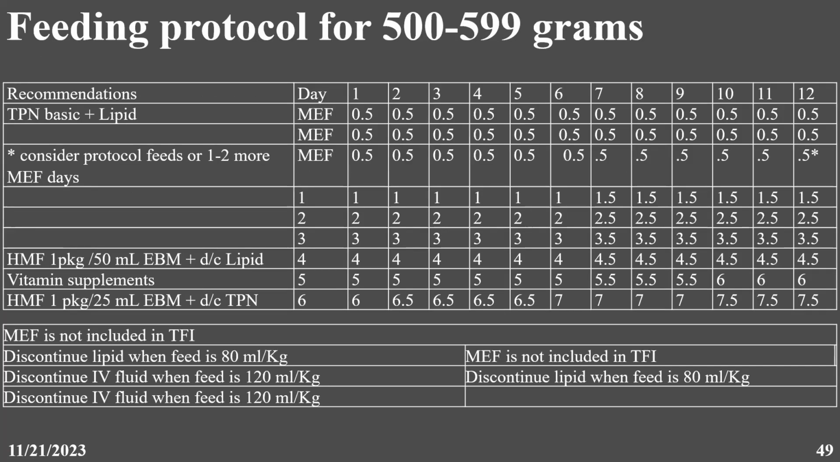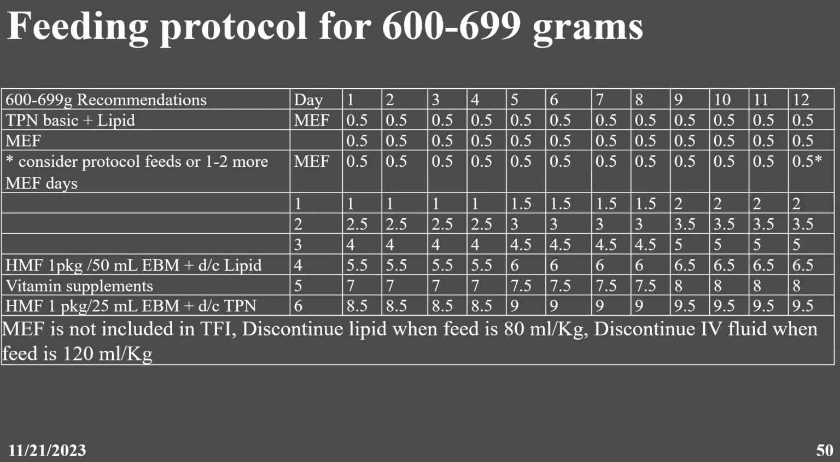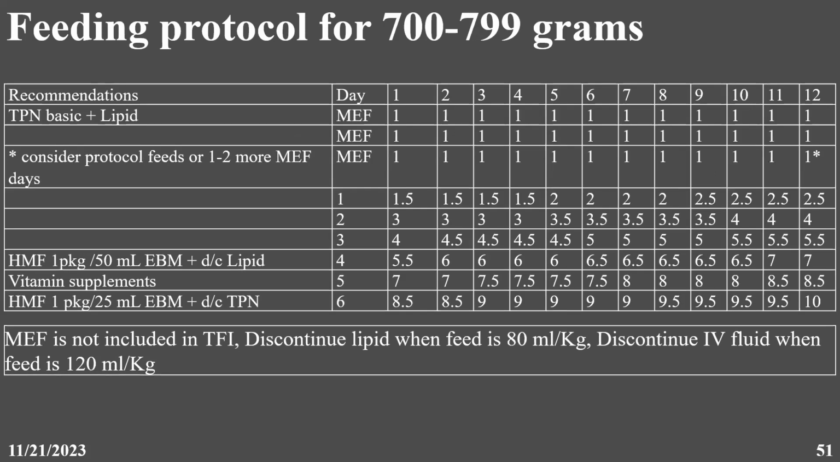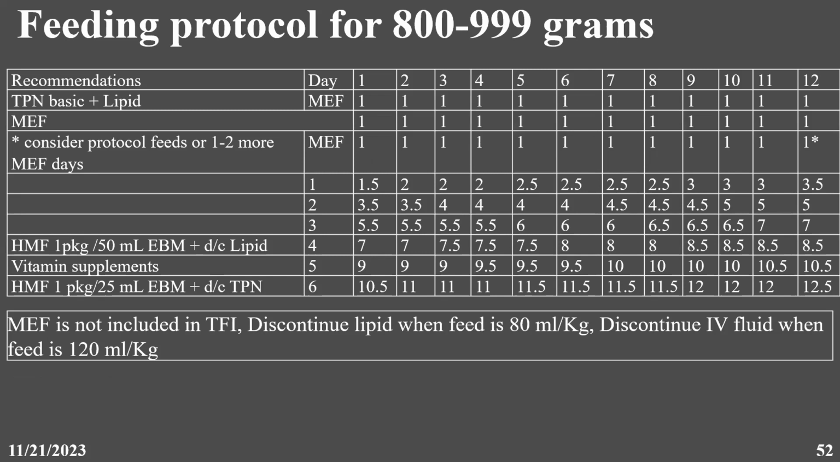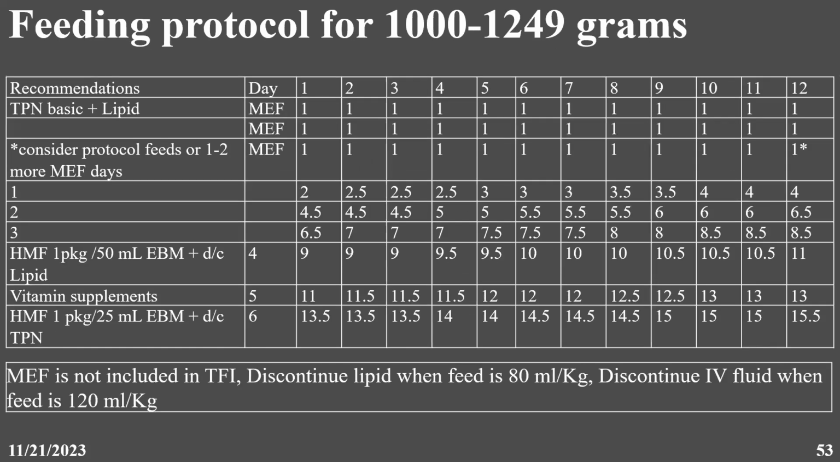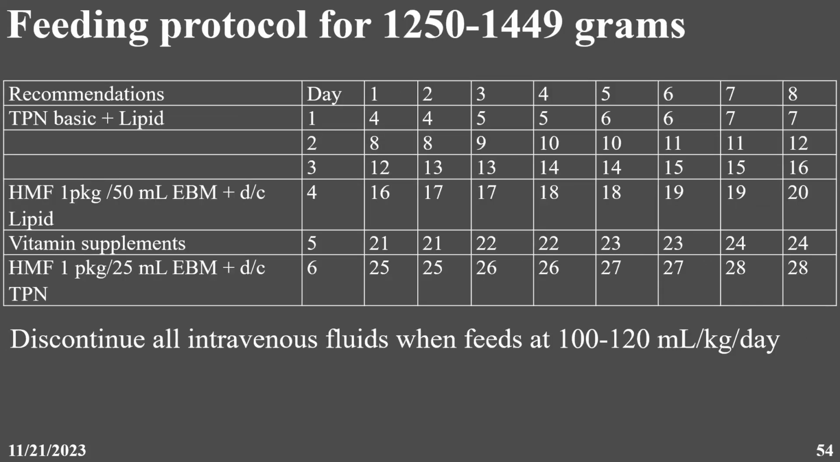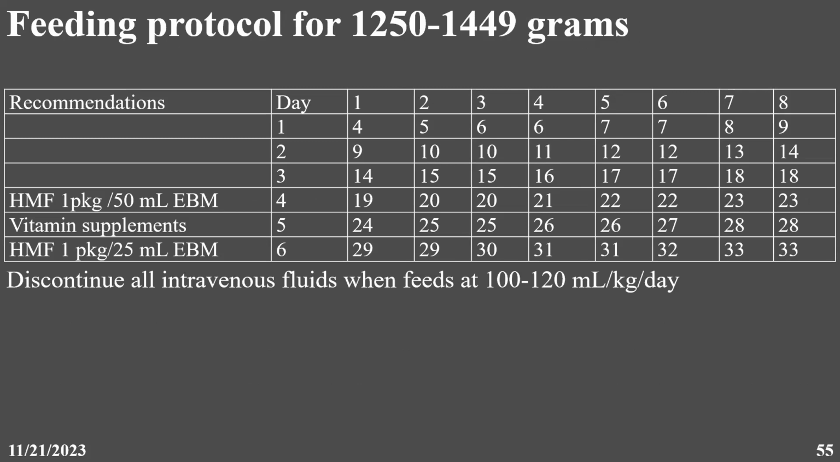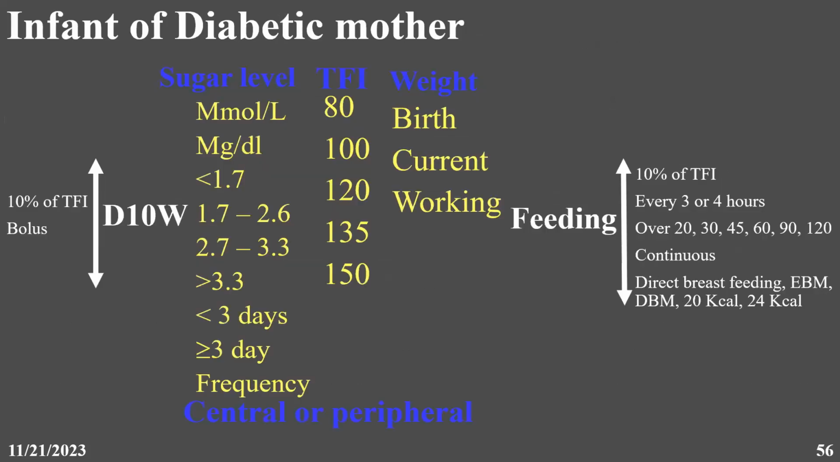Feeding protocol, I will give you a copy of how to feed each baby. This is the feeding protocol for 500. We will have a specific session on feeding, and this is how we feed a baby 500 to 600. And then this is another feeding protocol, 600 to 700. And this is 700 to 800. And this is 800 to 1 kilo. And this is 1 kilo to 1250. And this is 1250 to 1.5.